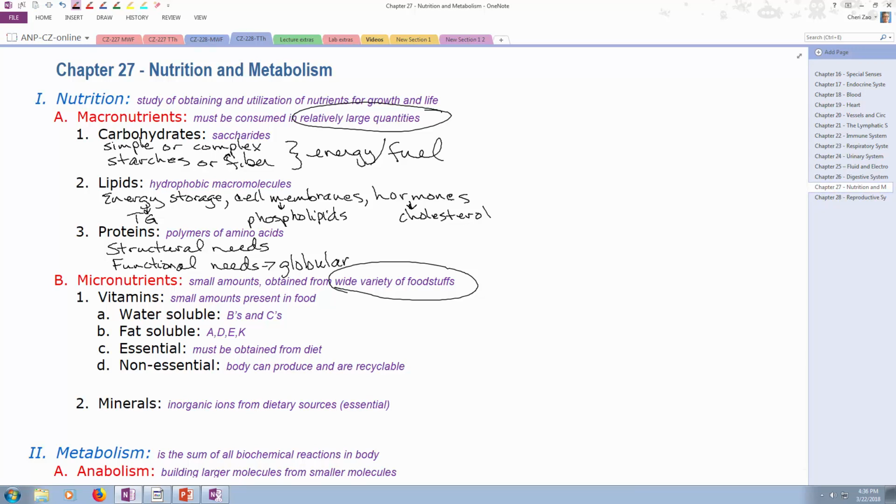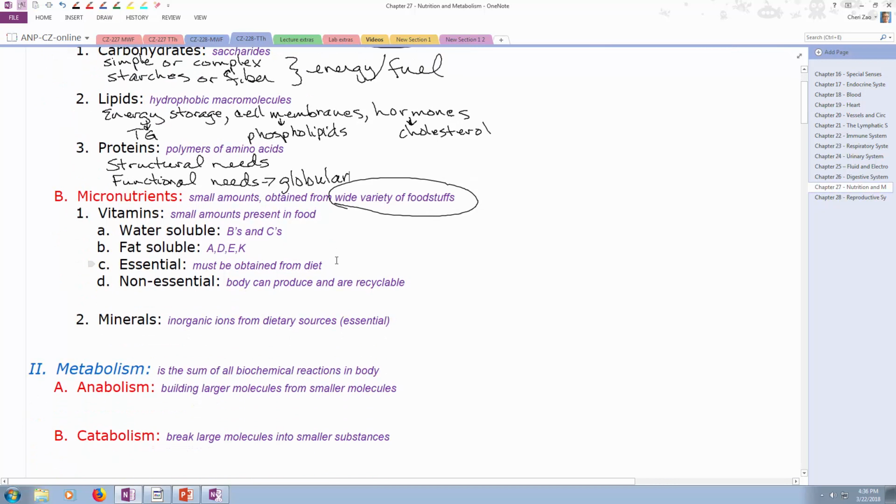So macronutrients, carbohydrates, lipids, and proteins, need to get these into our body in large quantities to take care of us. Micronutrients, small amount. And of the micronutrients, two main categories are vitamins and minerals. And we're very simple in what I want you to know about vitamins. We have two categories of vitamins. They're water soluble or fat soluble. Water soluble are our B's and C's.